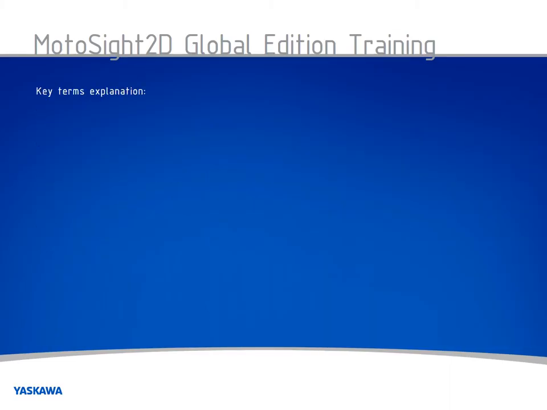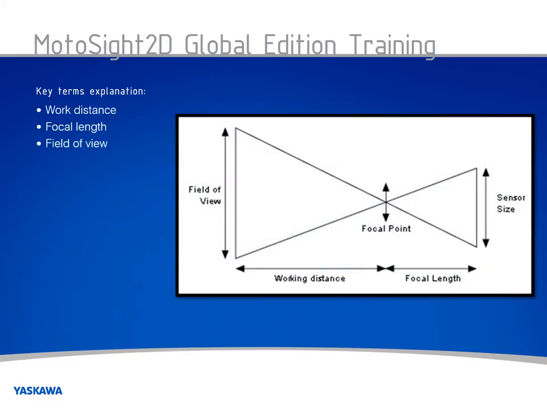Let's introduce a few key terms that I'm going to use freely throughout this video. Work distance: distance between the lens and the target object. Focal length: distance between the center of a lens and its focus point. It's a measure of the lens light bending power. Lower numbers mean the light is bent more sharply. Field of view: area of inspection captured by the camera's imaging sensor.